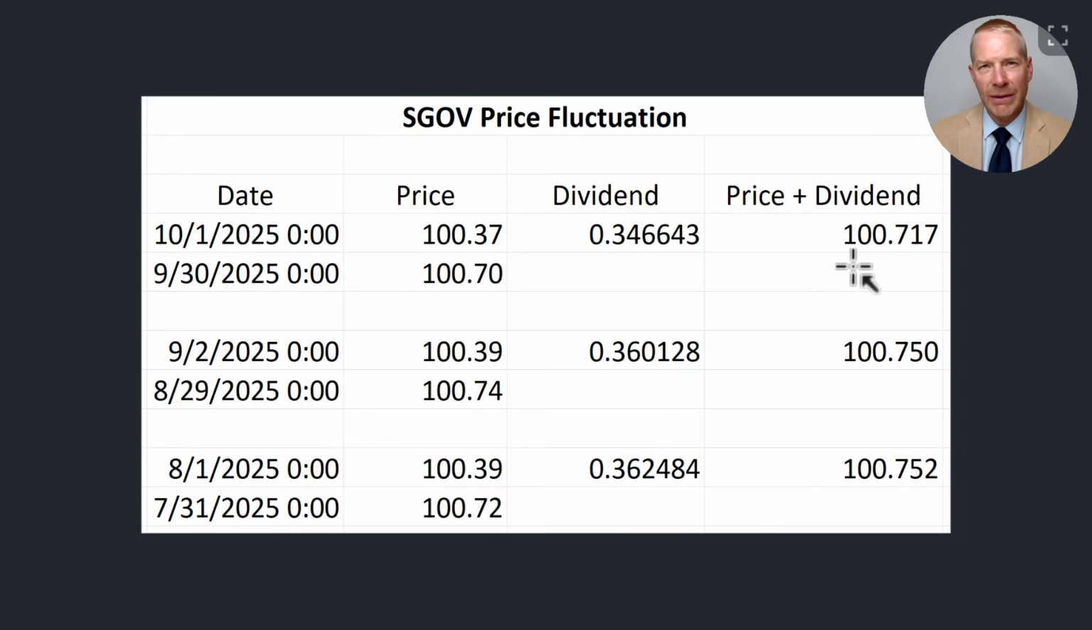Typically, you'll see the dividend paid on the 4th of the month to the 6th of the month, somewhere in that window. But I want to draw your attention to the fact that if you add the dividend to the adjusted share price, you're going up in value typically. If you go and review all of the past dividend payments for SGOV relative to the share price, you're going to find this consistent pattern.